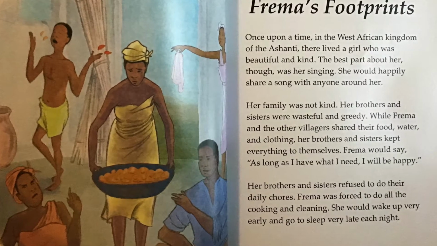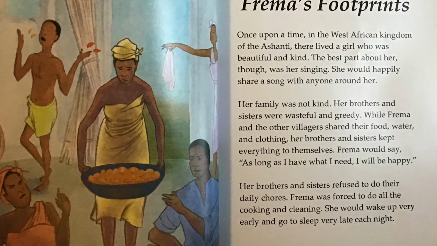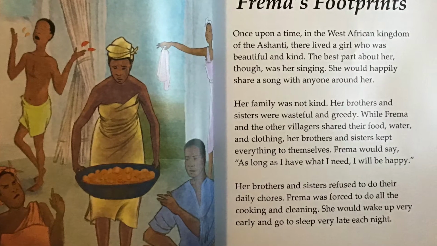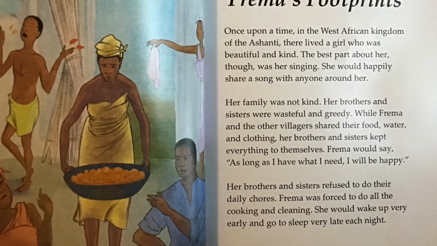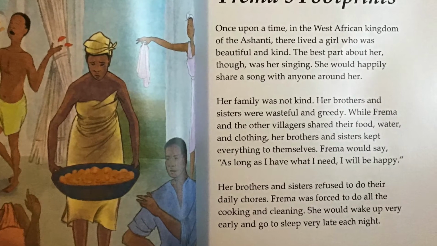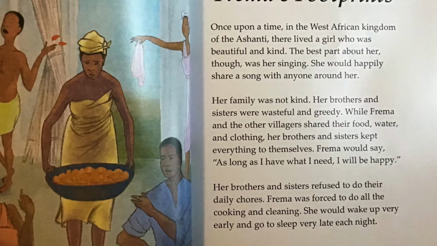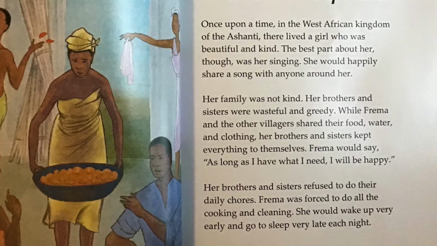Her family was not kind. Her brothers and sisters were wasteful and greedy. While Fima and the other villagers shared their food, water, and clothing, her brothers and sisters kept everything to themselves. Fima would say, "As long as I have what I need, I will be happy."